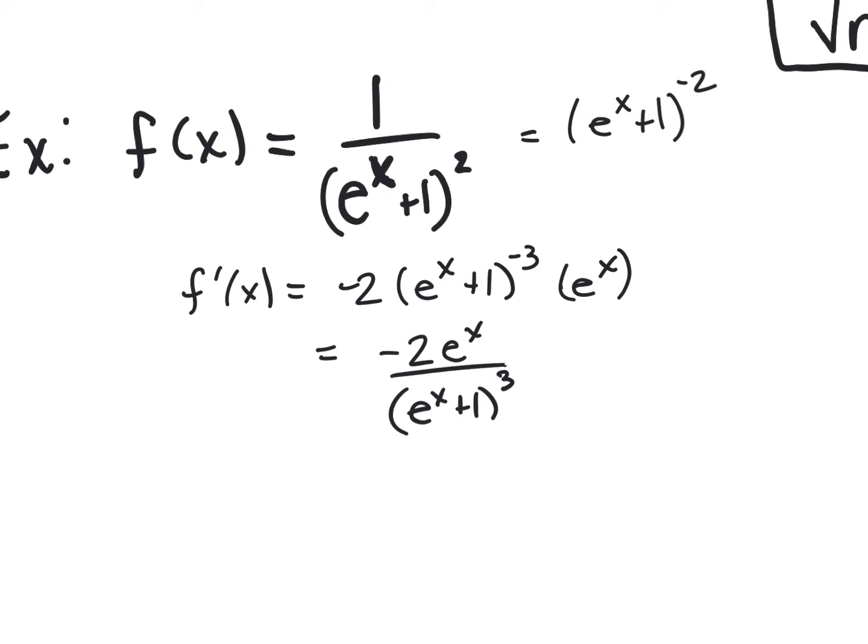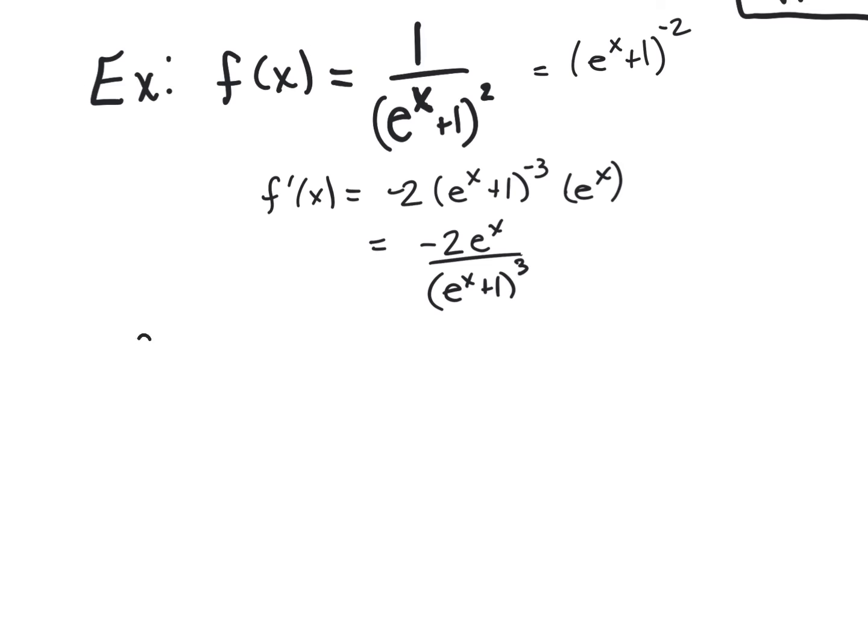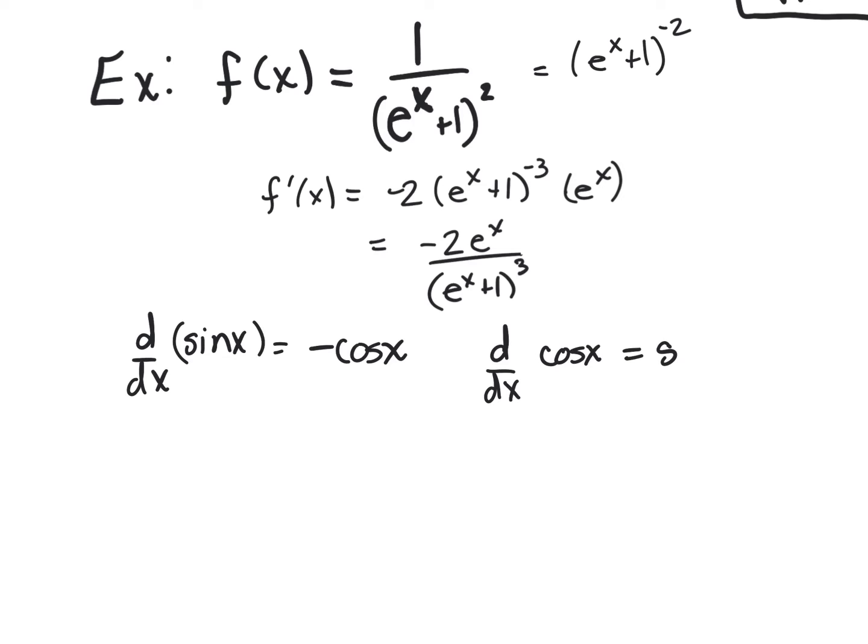All right, so we need to add in some additional things. We need to add in sine and cosine. So what are the derivatives of sine and cosine? d/dx of the sine of x is equal to negative cosine of x. And d/dx of cosine of x is sine x.